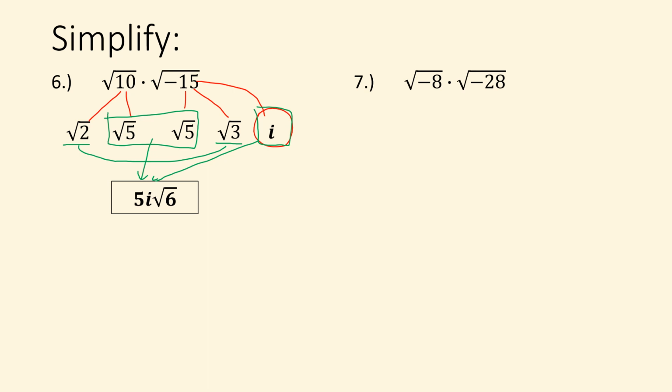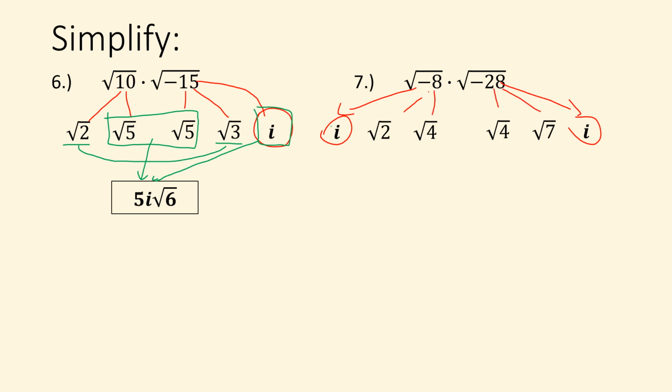All right, same thing for number 7. So we're going to break down the 8, break down the 28. They're both going to have i's. So i out here, and i out here from each of these parentheses. Okay, and then break down each of these guys.